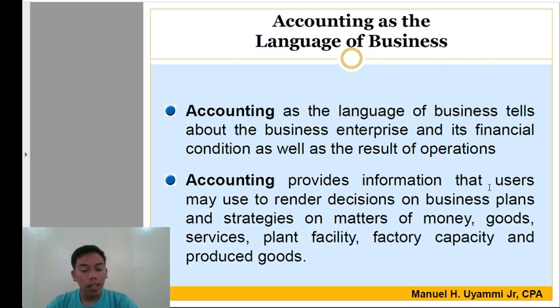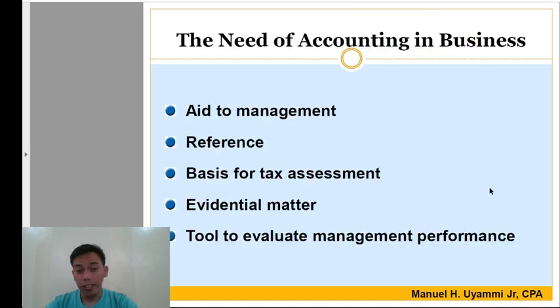And accounting provides information that users may use to render decisions on business plans and strategies on matters of money, goods, services, plant facility, factory capacity, and produce goods. So accounting, it would give us or guide us in making business strategies. Now, why is there a need of accounting in business? So much emphasis was already done that businesses or economic entities would not be able to survive without accounting. So, why is there a need of accounting in business?